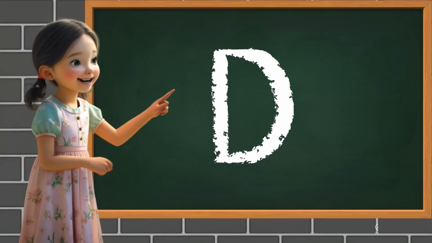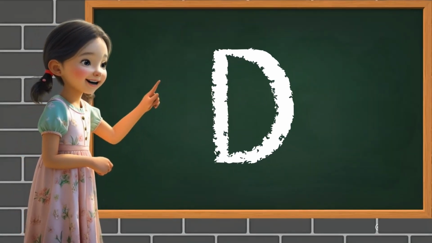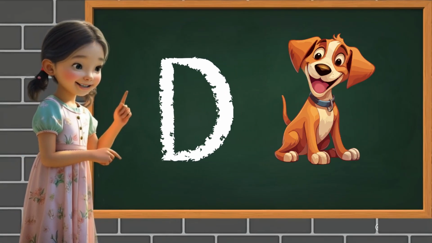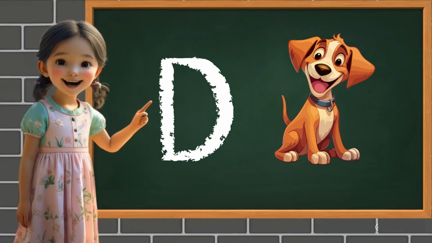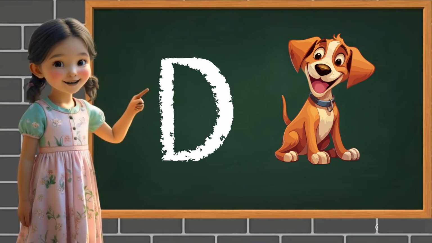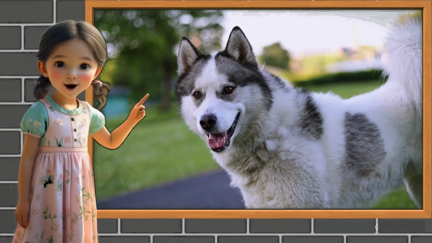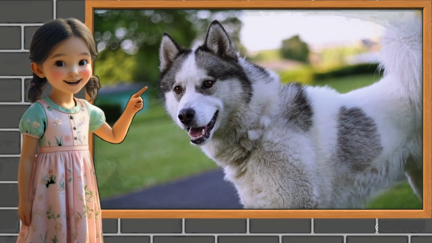The letter is D. You can say D. Now say D is for dog. D is for dog. Here you can see a real dog. This is a dog.